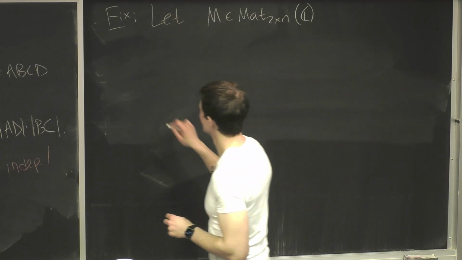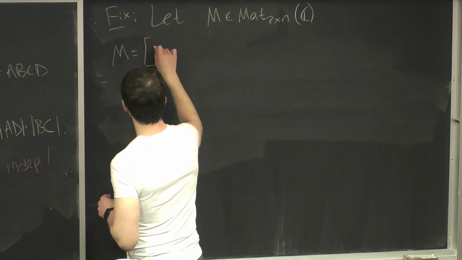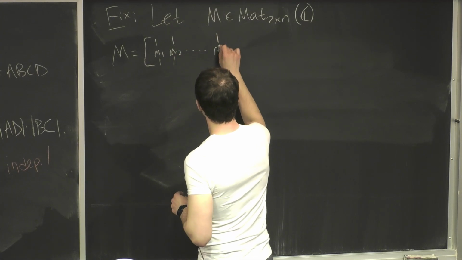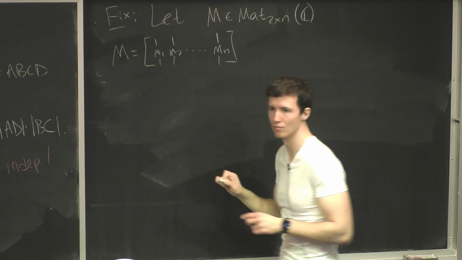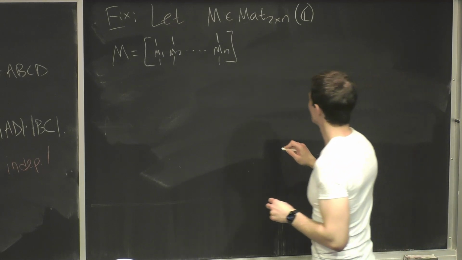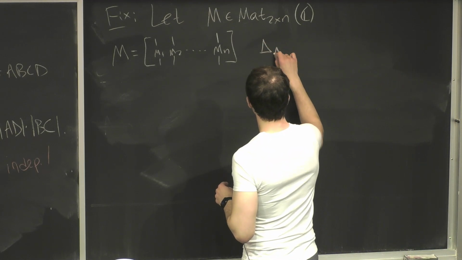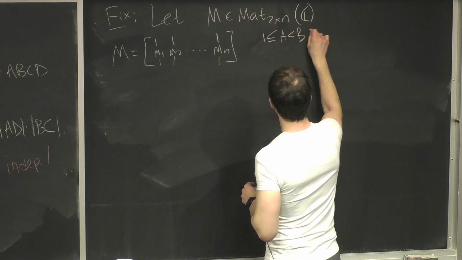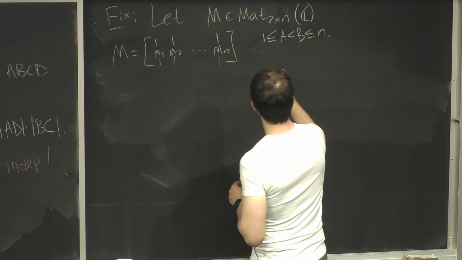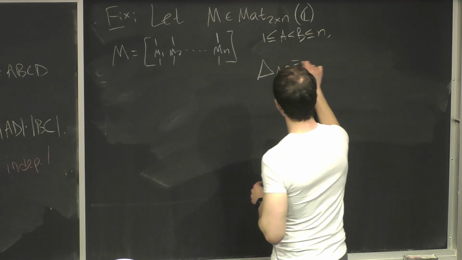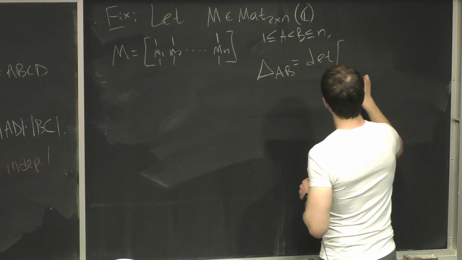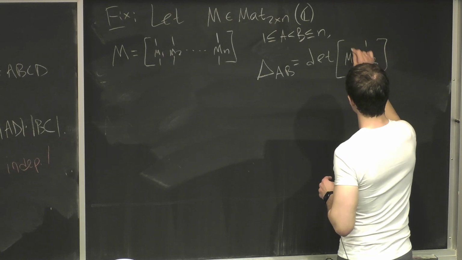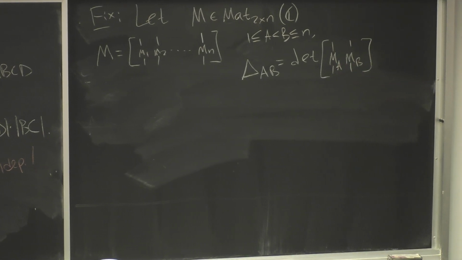And let me look at the columns. M1, M2, etc., M sub n, so I have n columns. And if for two indices A and B, A less than B, let me say delta AB is the determinant of M_A, M_B. So just a 2 by 2 determinant of my matrix.